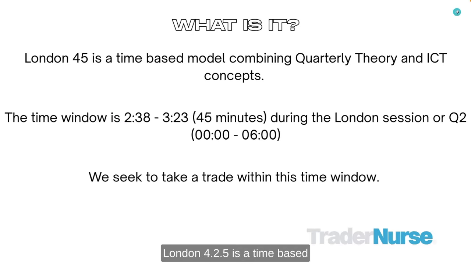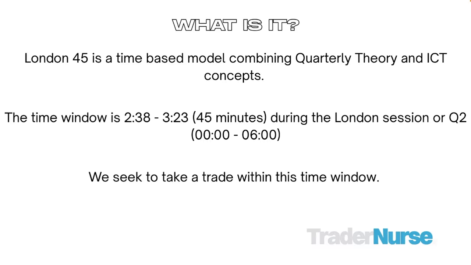So what is it? London45 is a time-based model combining quarterly theory and ICT concepts. This time window is between 2:38 to 3:23, which is 45 minutes, during the London session, or Q2, which is midnight to 0600, and we seek to take a trade within this time window.